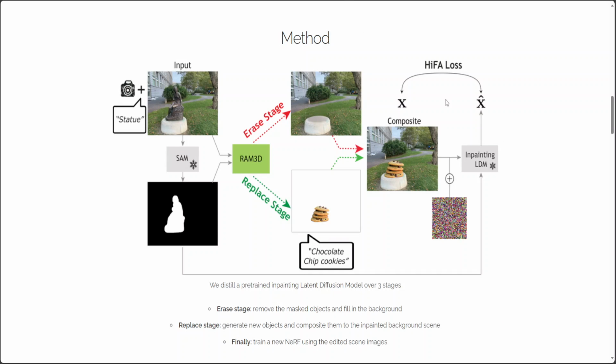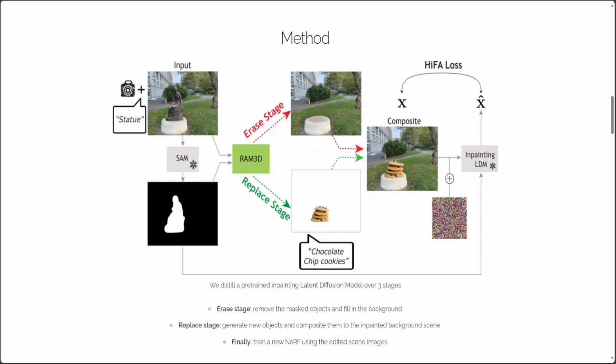Now, if you look further into this model, this is how it works. On the left hand side, there is a statue input on that white plinth. From there, it removes the masked object and fills in the background. Then it inputs it into the RAM 3D. From there, the statue is erased, and in parallel, the stage is replaced. And from there, it combines both of them and then gives you the in-painting LDM.